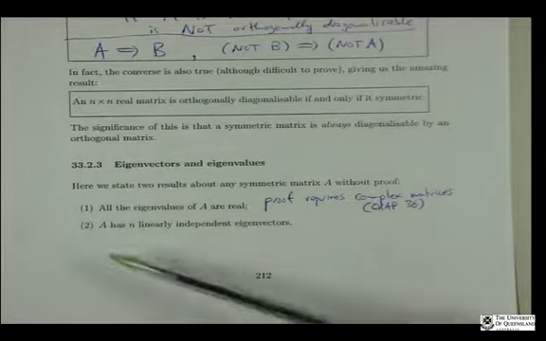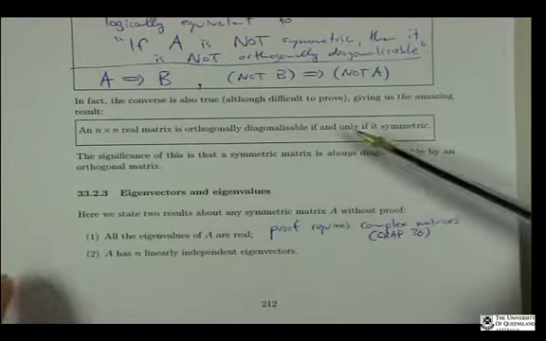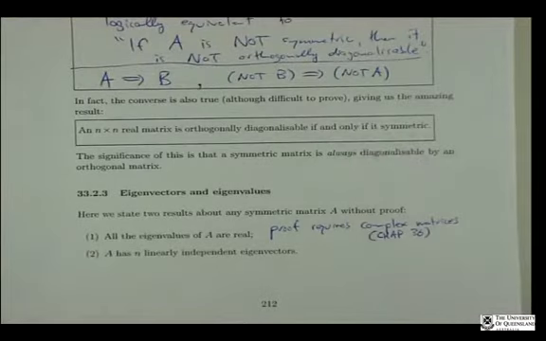And this part 2 is really where the result in the box comes from: that A has n linearly independent eigenvectors. Remember, that's the result that says we can diagonalize a matrix. If we've got an n by n matrix, can we diagonalize it? Well, the answer is yes, if we have n linearly independent eigenvectors. That's what we saw yesterday.